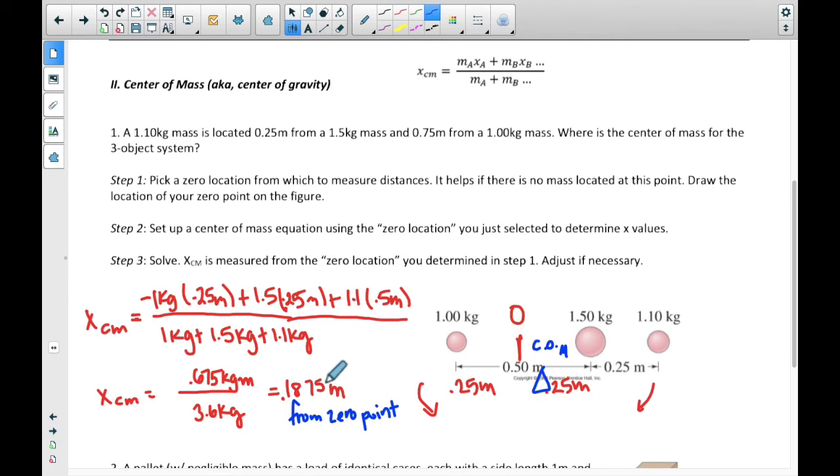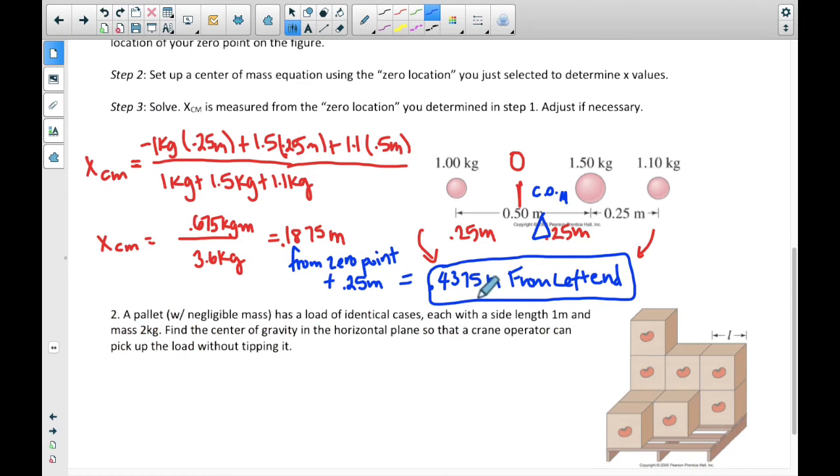It's 0.1875 meters away from my 0 point. My 0 point was already at the 0.25 meter mark, so I need to add 0.1875 plus 0.25. If I add those numbers together, I get 0.4375 meters. Where is that? Well, I need to explain where I'm measuring it from. It's from the left end. So it was 0.25 from here to here, another 0.1875 to here, and that gets me to 0.4375 from the end.